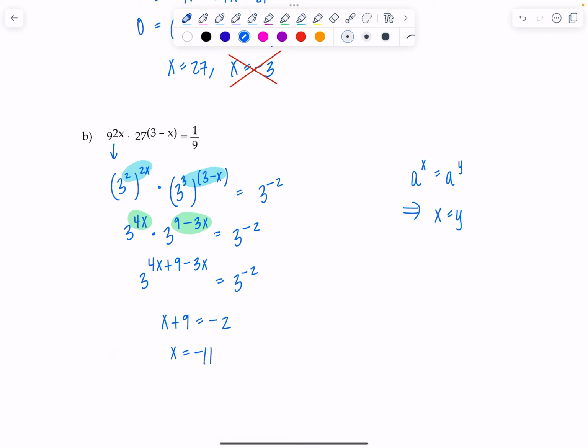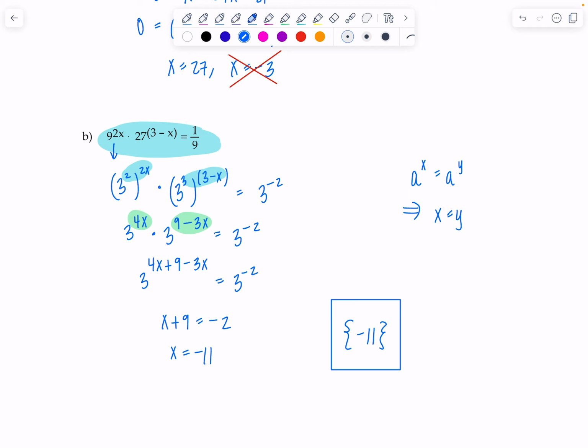Exponential equations have no restrictions. Their domains are all real numbers, and if you want to come back and check, you can, but there's no issue with negative 11 as a solution. It's not so high maintenance like a logarithmic equation. So that goes in the solution set.